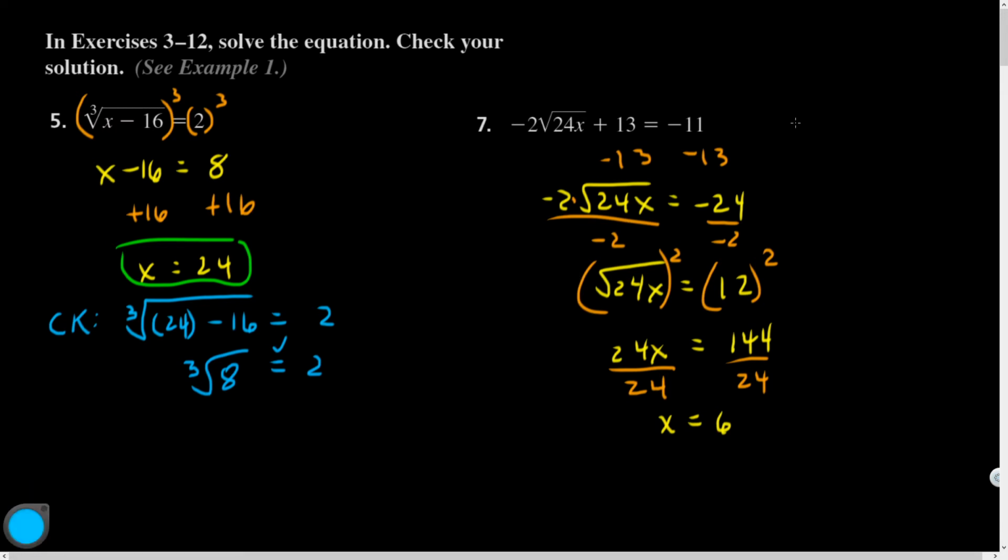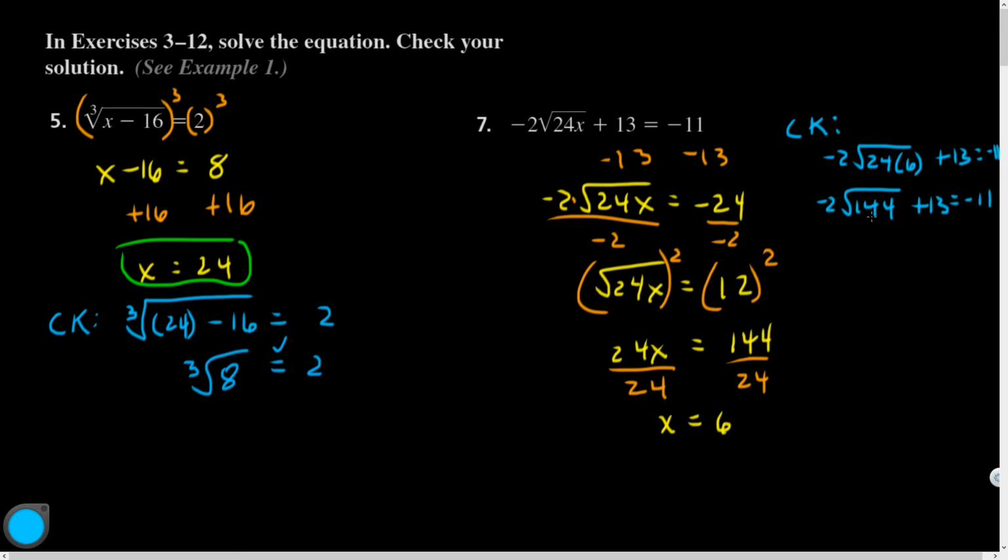All right, do a check, guys. I'm going to be with you. I'm doing this. Negative 2 square root of 24 times 6 plus 13. Is that equal to negative 11? Barely fits. Negative 2 times the square root of 24 times 6. Well, I happen to remember that off the top of my head from 3 seconds ago.